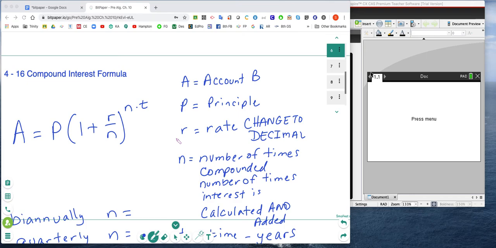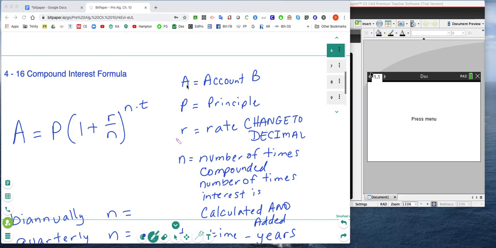All right, we're going to work with a compound interest formula today. So this formula is A equals P times (1 plus R divided by N) raised to the exponent of N times T. So let's look at what the parts represent.